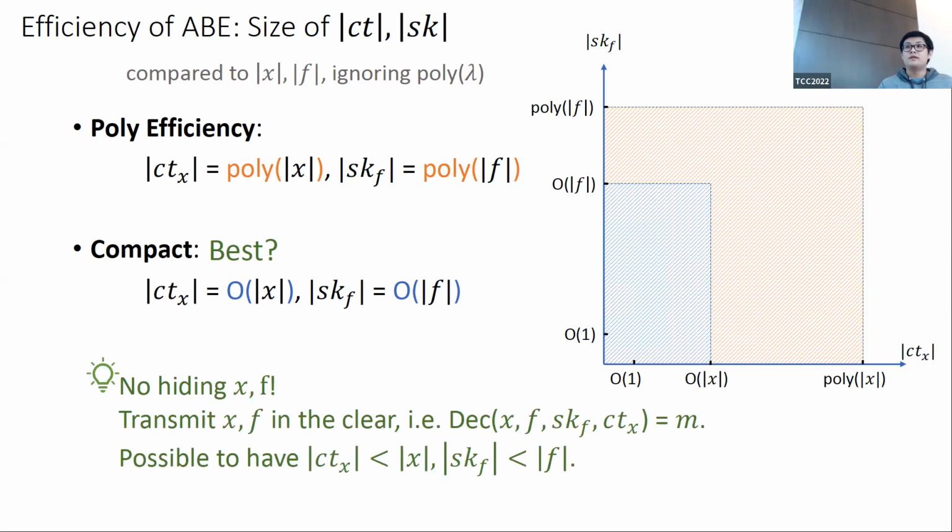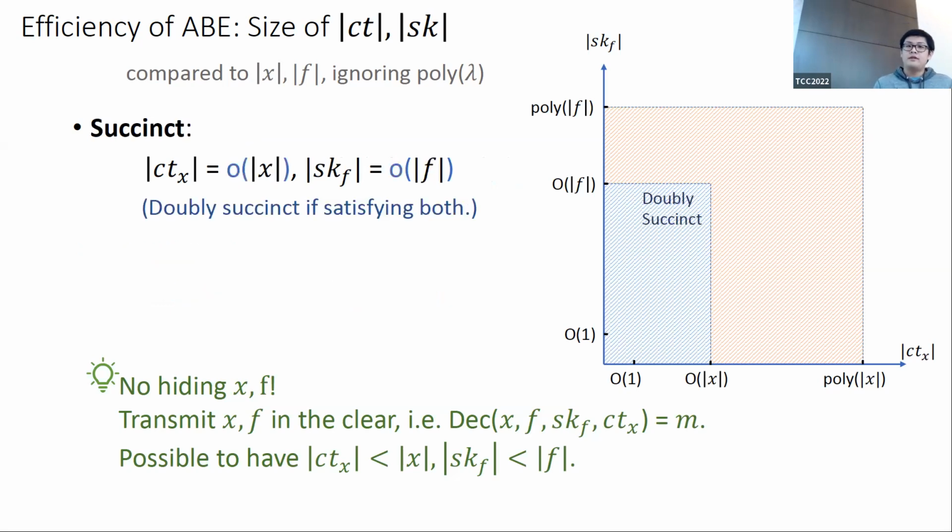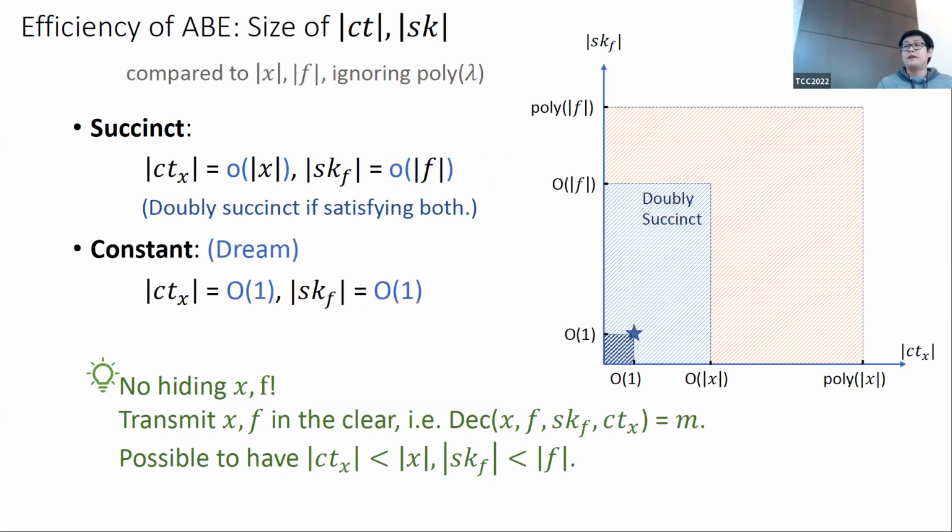So we can transmit those in the clear, that is, in the modified syntax, the decryption algorithm takes X and F in the clear in addition to the secret key and the ciphertext. Hence, we can have ciphertext and secret keys of size smaller than X and F. If a secret key or ciphertext has size sublinear in X or F, we say it's succinct. And if an ABE scheme has both, then we say it's doubly succinct. Finally, the dream efficiency is to have constant size ciphertext and secret keys, independent of X or F.